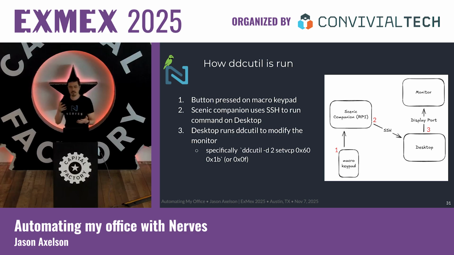But ddcutil needs to run on something that is attached to the monitor. My desktop is attached to the monitor, but my Raspberry Pi is not. So I need to get the signal from my Raspberry Pi to the desktop. The way that works is first I press the button on my macro keypad. Then the Scenic Elixir library running on the Pi detects that, and I use SSH to run a command on the desktop. Then on the desktop, we run that specific ddcutil command that passes specific arguments to change the input to the specific input that I want. But let's zoom in on the SSH portion, because I think that's interesting.